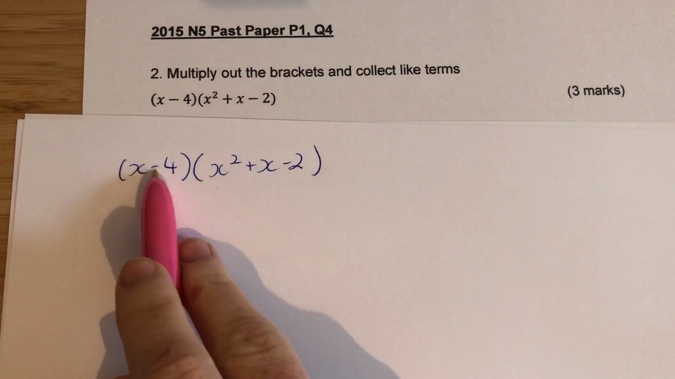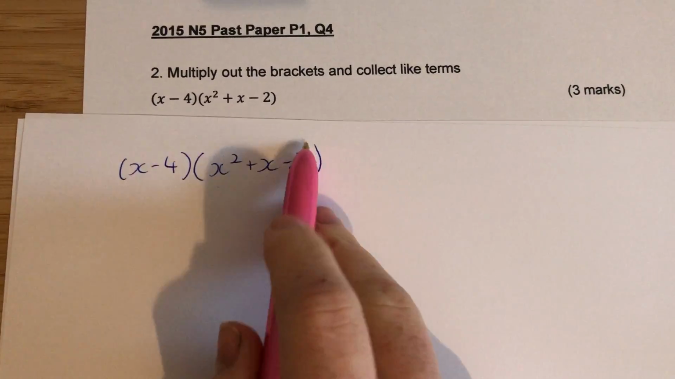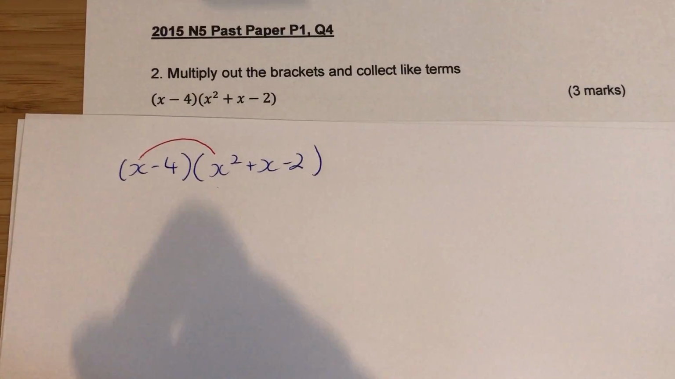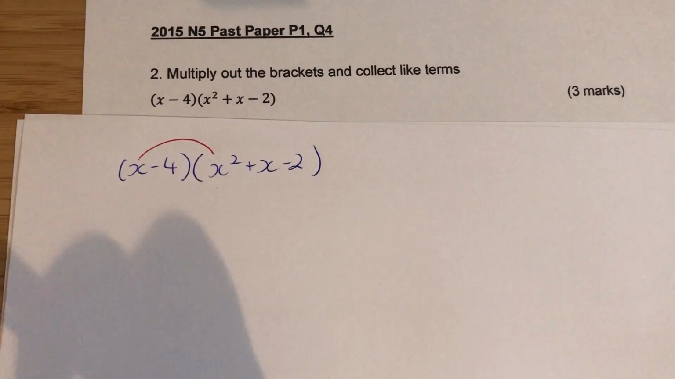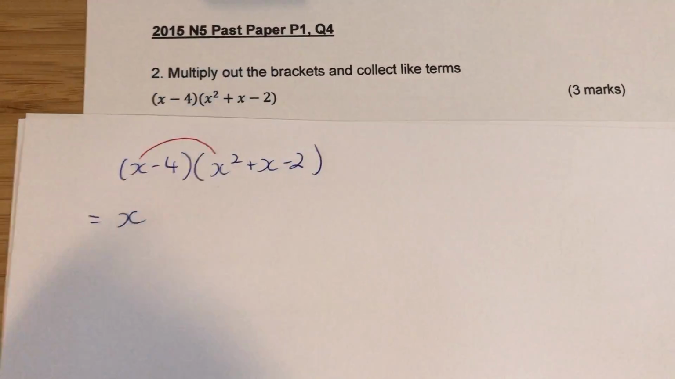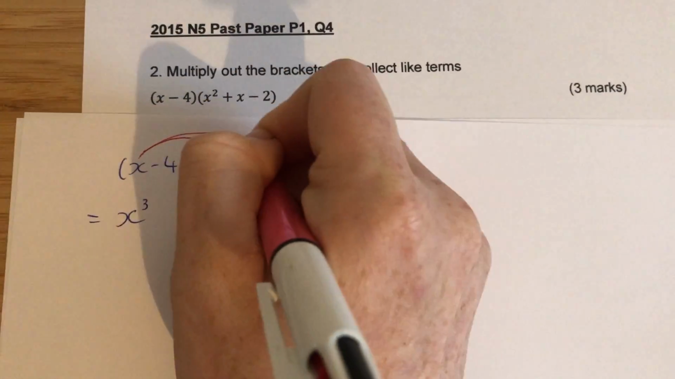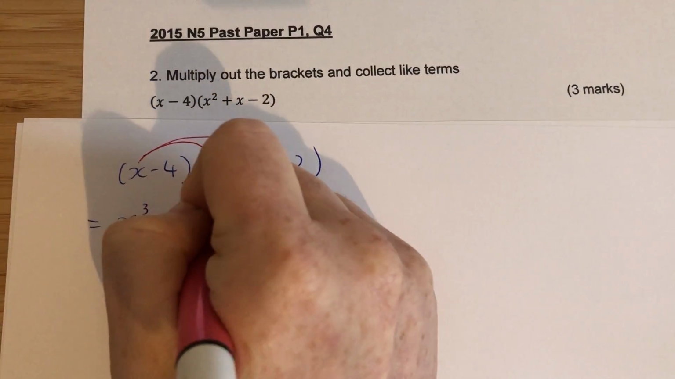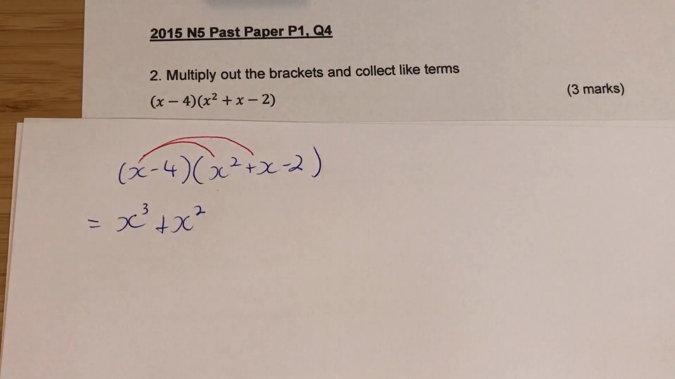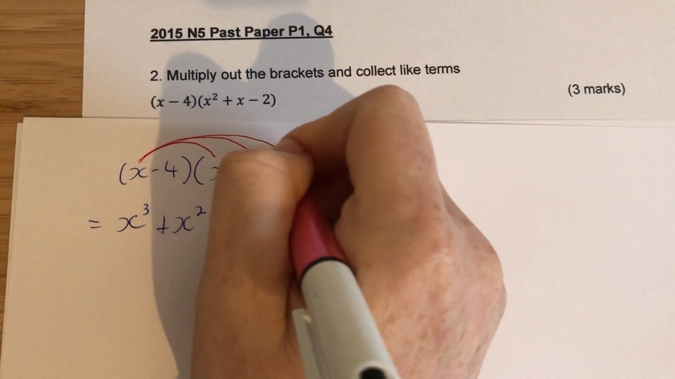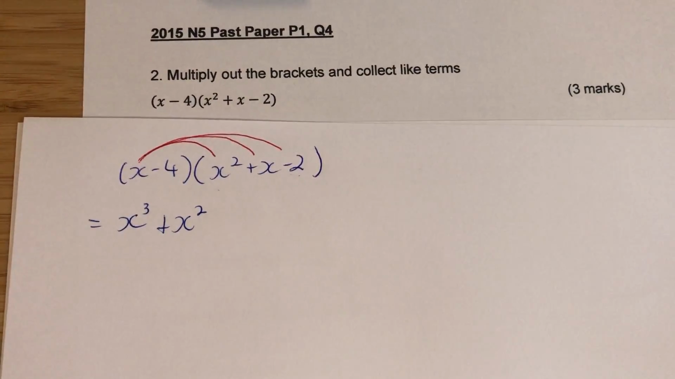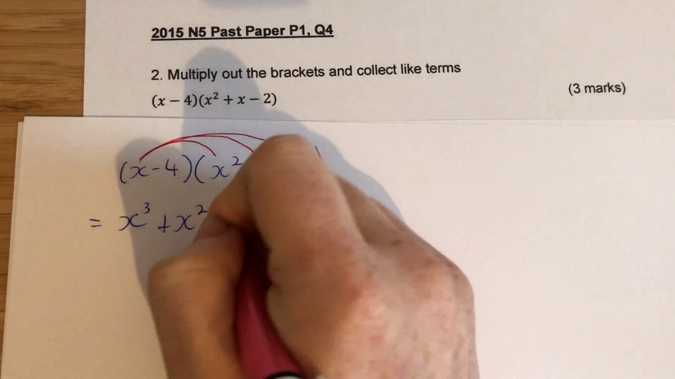We're going to take the first term here and multiply it by each term in the other bracket. So you can use that x and multiply it by x squared. Let's write down that answer. That is x cubed. Then x multiplied by plus x, we've got plus x squared. And then x multiplied by that minus 2. Just be really careful with the symbols. It's x multiplied by that negative 2 there, so you have to write down minus 2x.